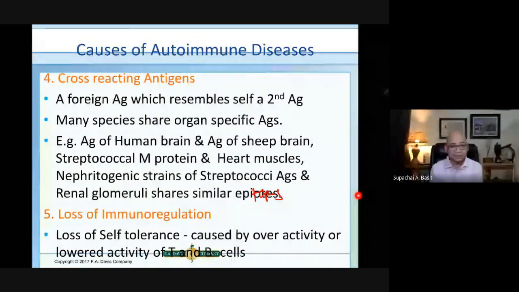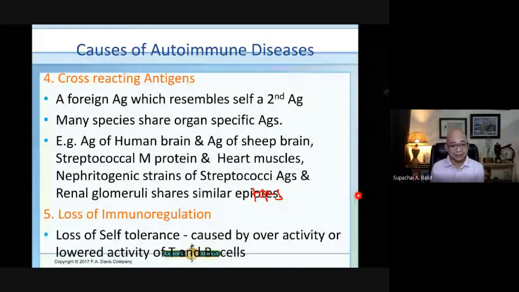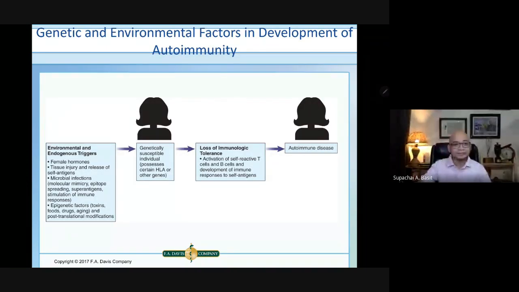And of course, the fifth one, which I've already discussed, is the loss of self-tolerance. This is when there is an overactivity or lower activity of T and B cells. Meaning to say, you lost both the central and peripheral tolerance.